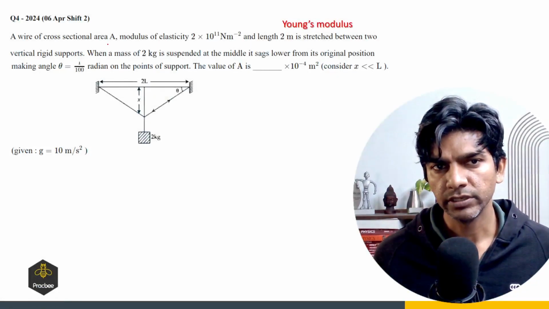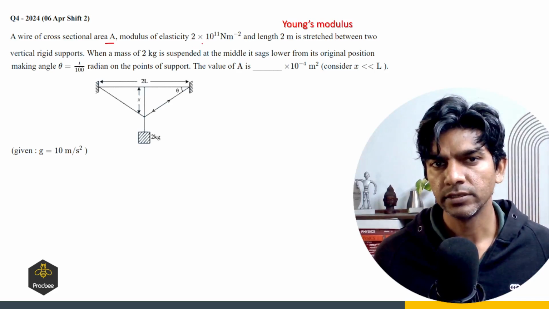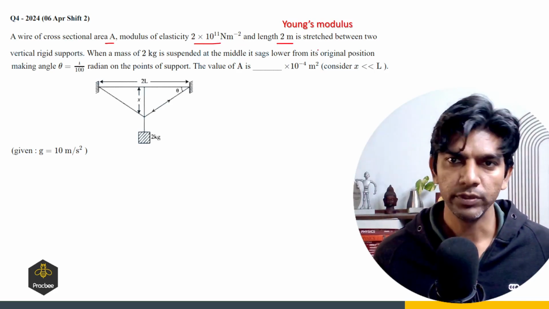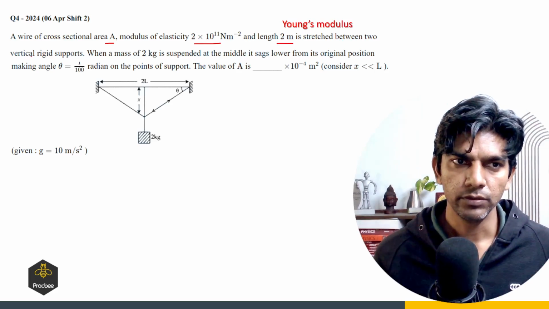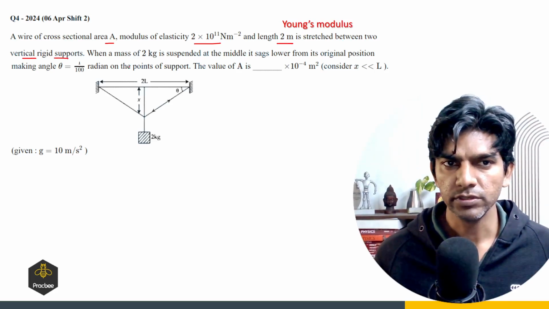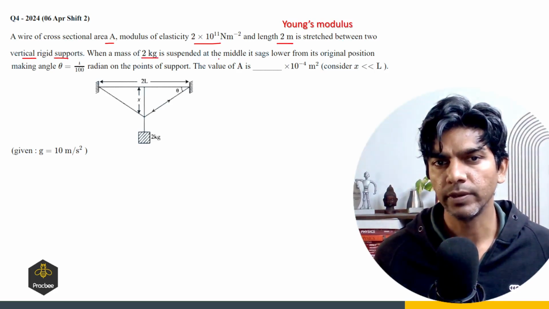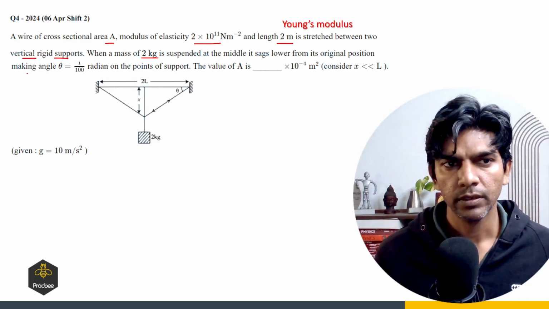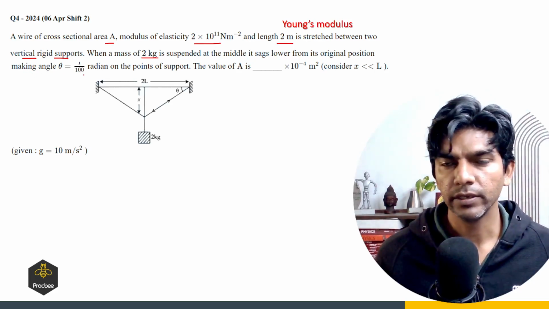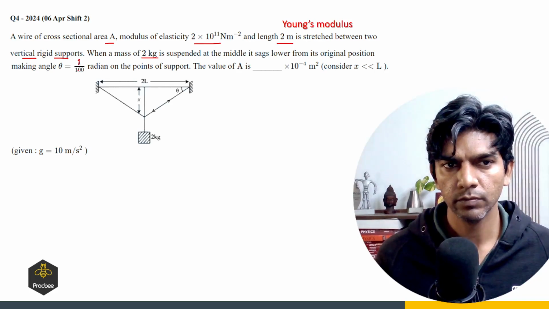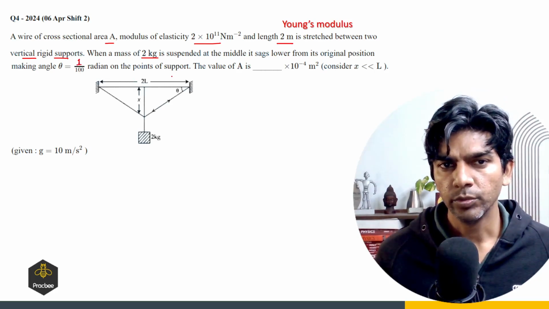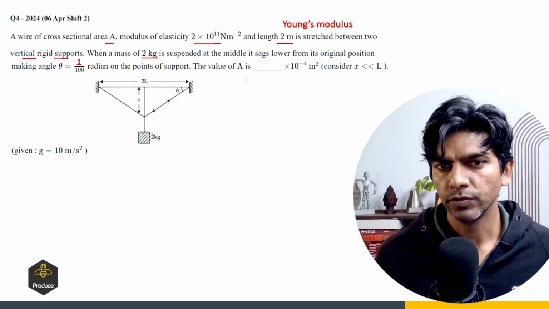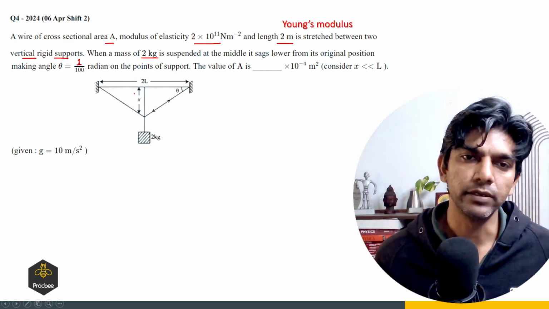A wire of cross-sectional area A and modulus of elasticity 2 into 10 raised to 11 Newton per meter square and length 2 meter is stretched between two vertical rigid supports. When a mass of 2 kg is suspended at the middle, it sags lower from its original position, making an angle theta which is 1 by 100 radian on the points of the support. The value of A is, so we have to find the area of cross section of the wire, right?